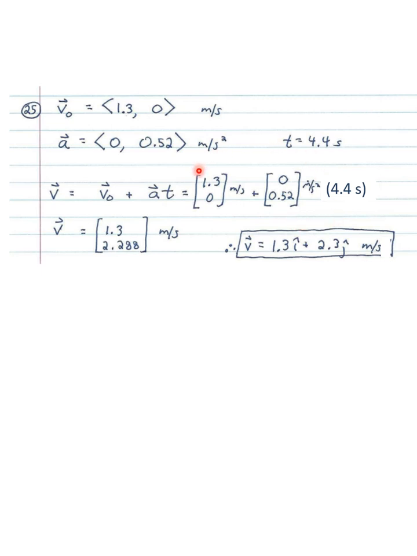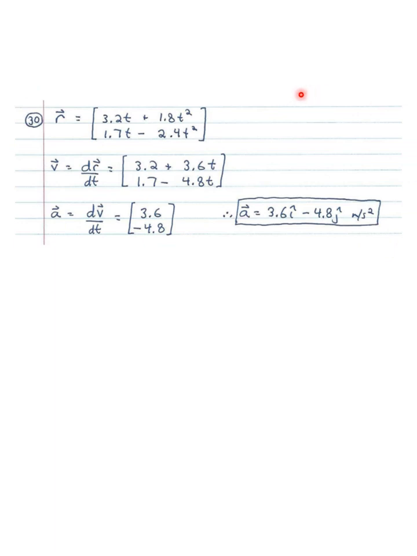Well, reading across the top for the x component, we get 1.3 plus 0 times 4.4, and that gives 1.3 in the x direction. Reading across the bottom, we'll get the y component, so 0 plus 0.52 times 4.4, and that gives us 2.288 meters per second. So putting it in unit vector notation, we get that the velocity vector at that later time, 4.4 seconds later, is 1.3 i hat plus 2.3 j hat meters per second.